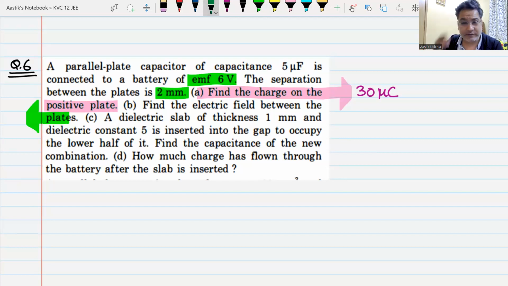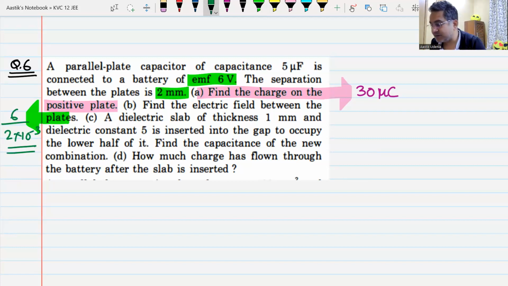Anyways, electric field will be the potential difference divided by the distance. So it will be 6 volt divided by 2 mm. That is the answer for the electric field.